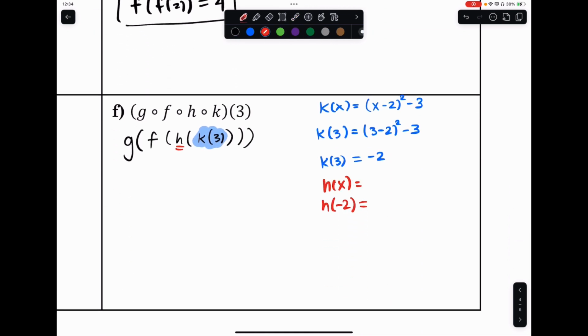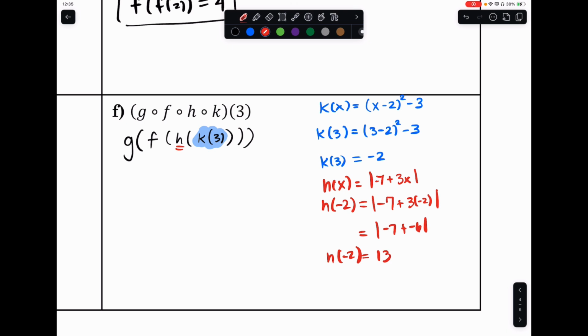So h of x is going to be the absolute value of -7 plus 3 times x. So this would be the absolute value of -7 plus 3 times -2. Which simplifies to -7 plus -6, which is -13, but the absolute value makes everything positive, so +13. So h of -2 is +13. So now that I've done that, I now want to plug that answer into, work my way out, into the function f.